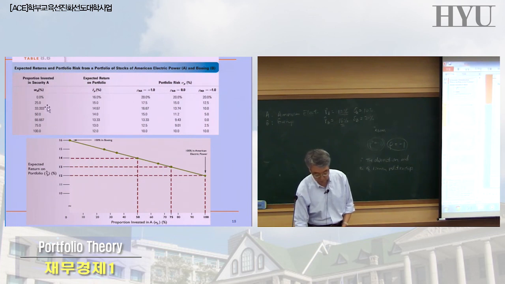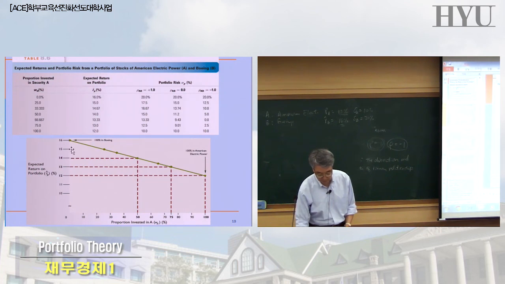And in case you put 1/3, 33.33% in A and 66.67% in B, it's going to be 14.67 and so on, right? So they thought about a few different scenarios here, okay, depending on different weights.